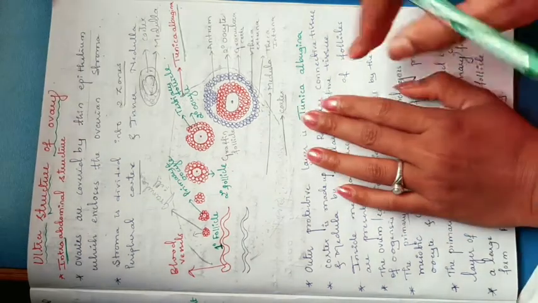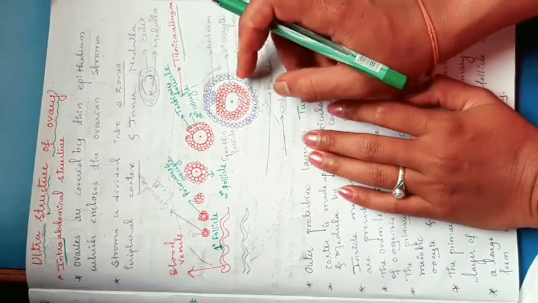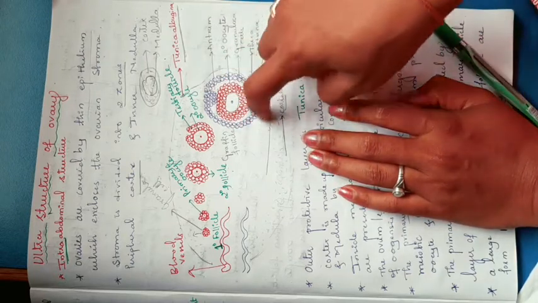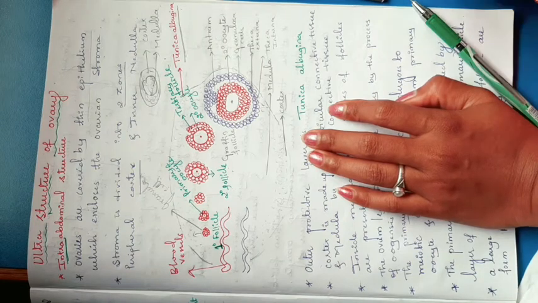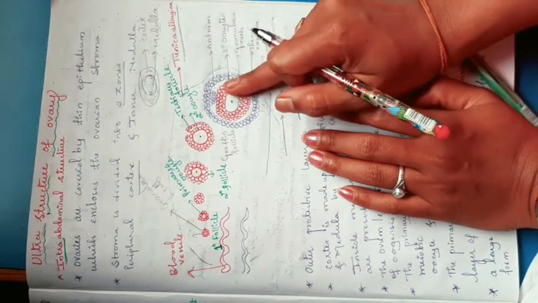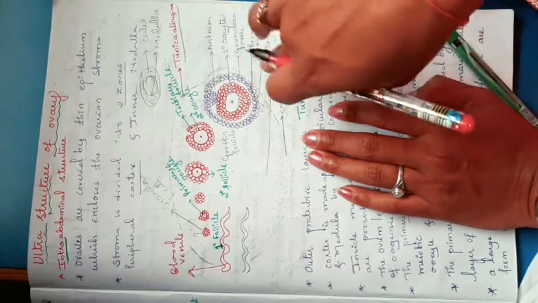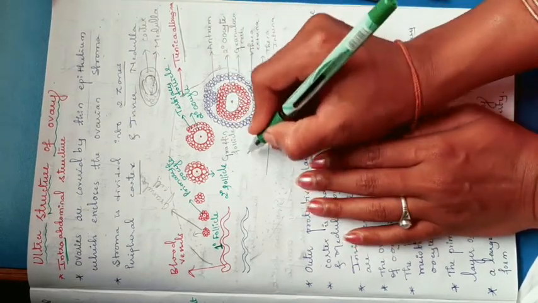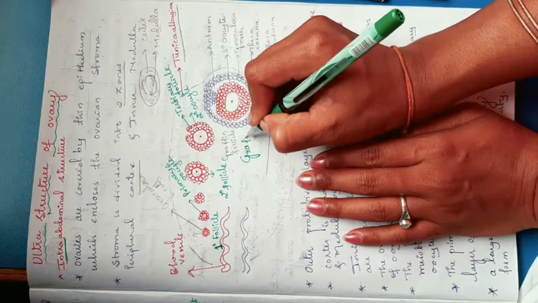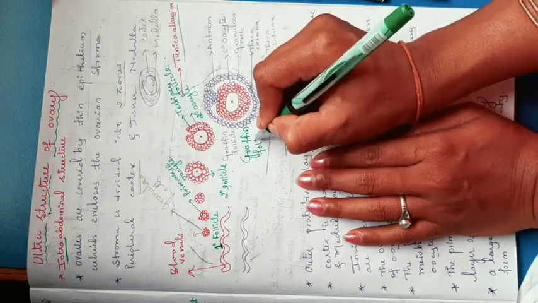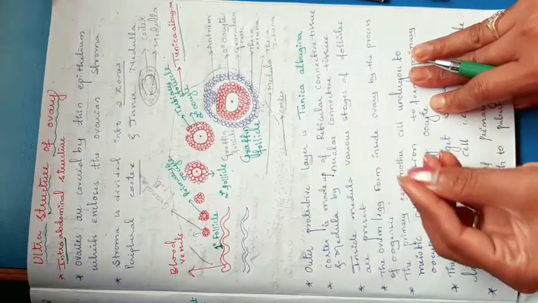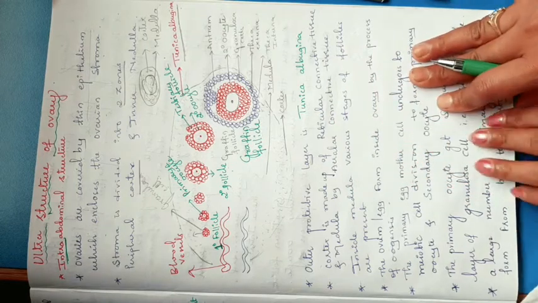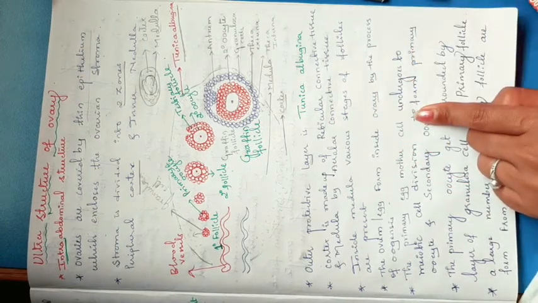A fluid cavity forms surrounding the secondary oocyte. This is the structure of the mature tertiary follicle, which is called the Graafian follicle. The Graafian follicle is a mature tertiary follicle; the tertiary follicle undergoes certain changes and becomes a Graafian follicle.